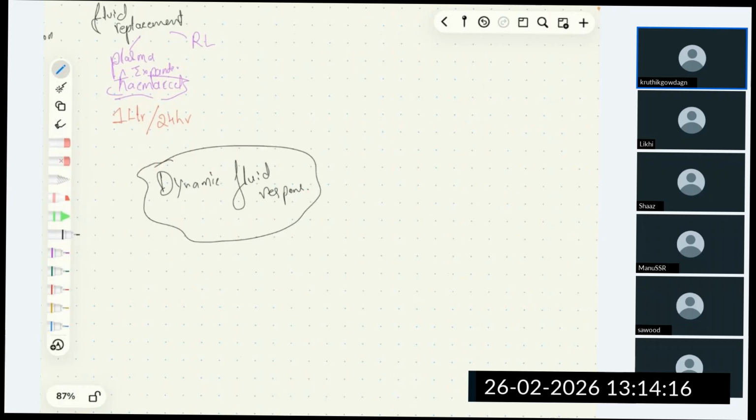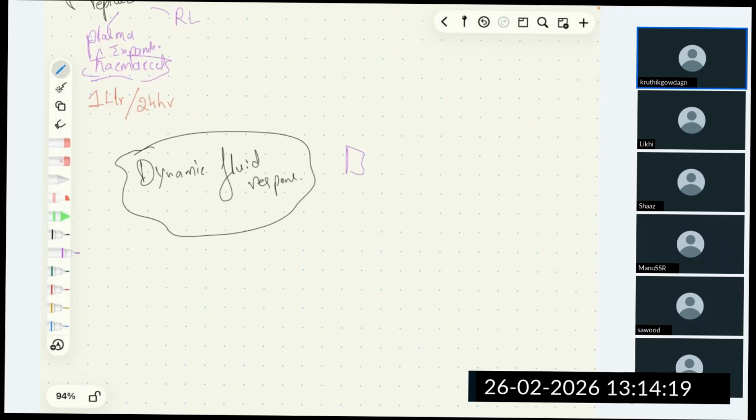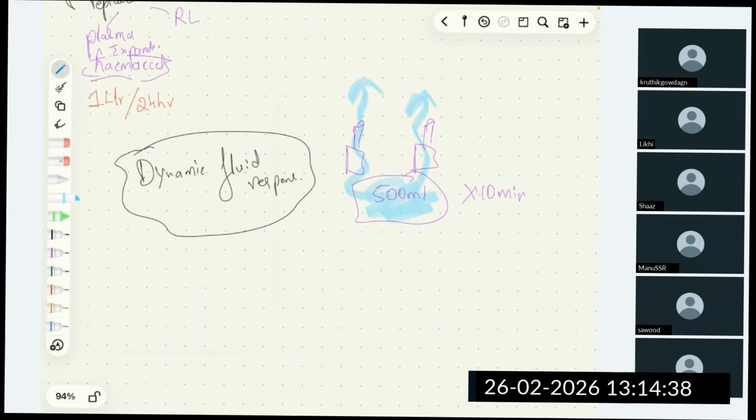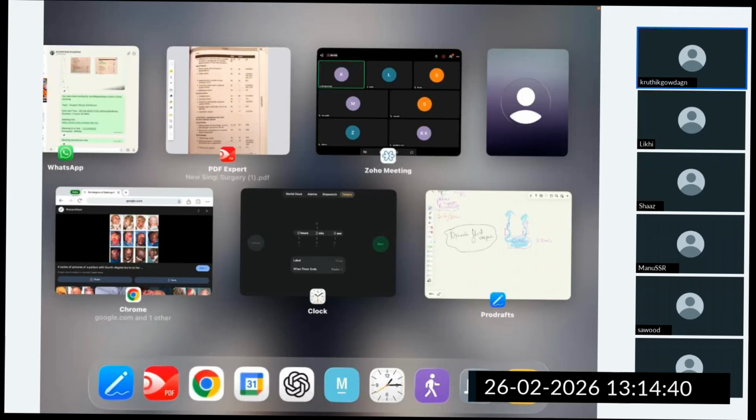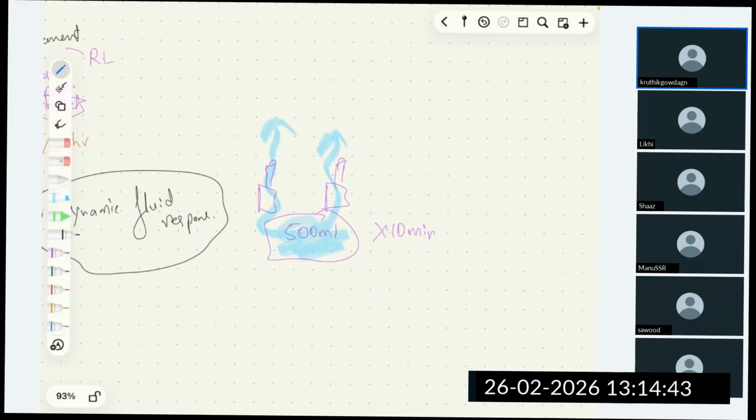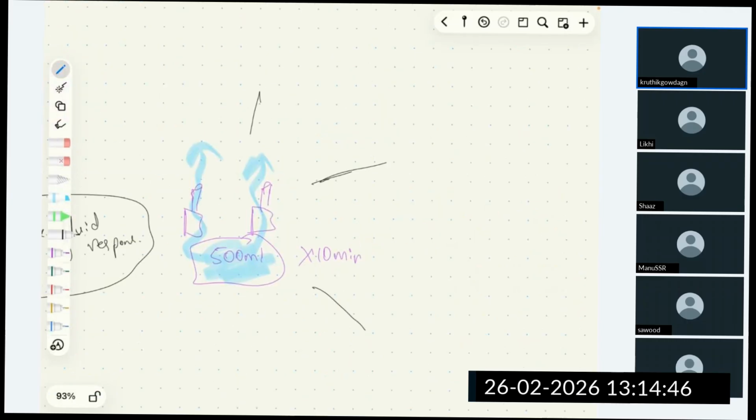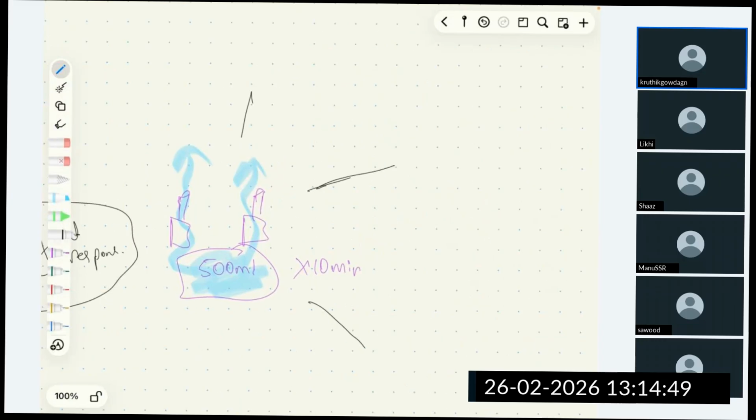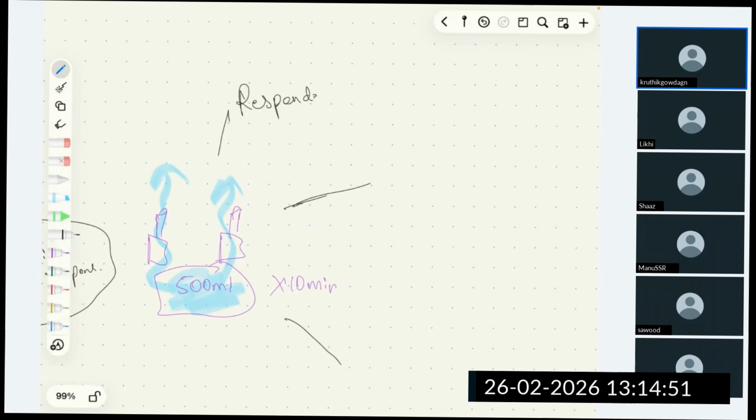Dynamic fluid response. What are we doing? We are inserting 2 wide bore cannulas and we are giving 500 ml of fluid over 10 minutes. If we give this, we have 3 types of response. One are responders, then transient responders, and non-responders.